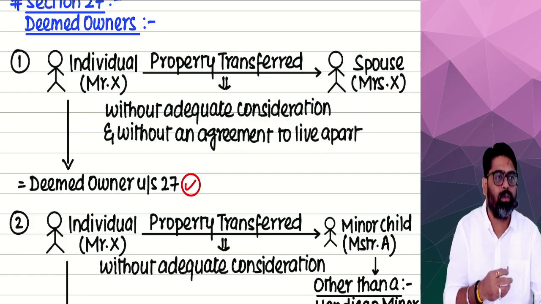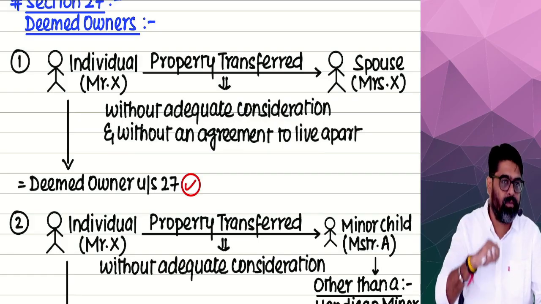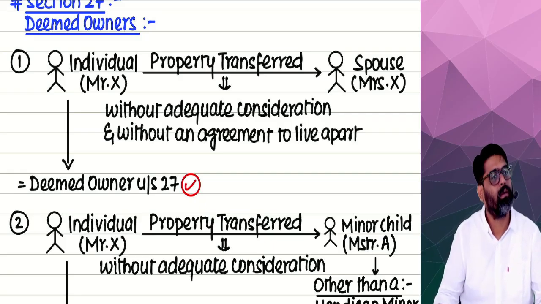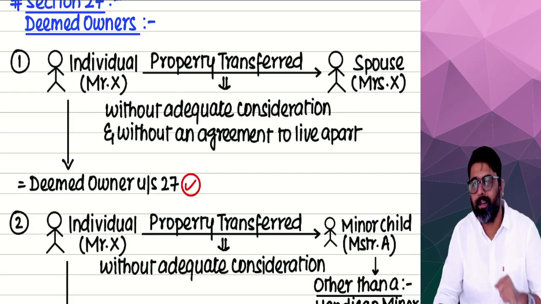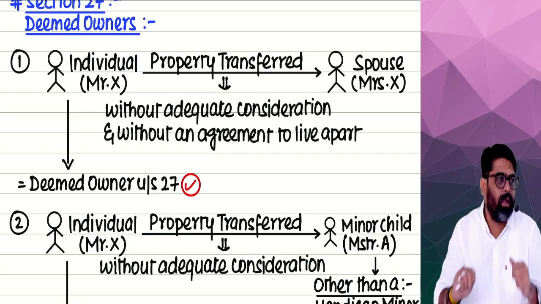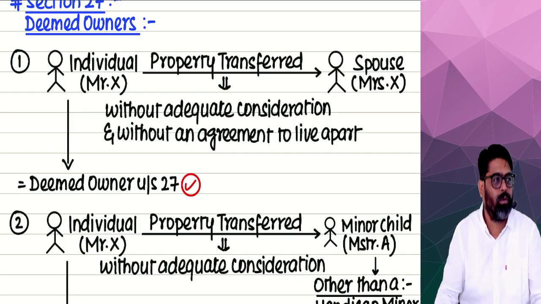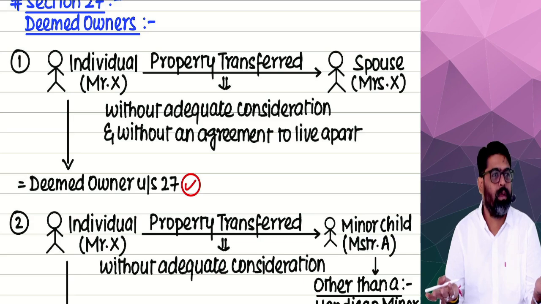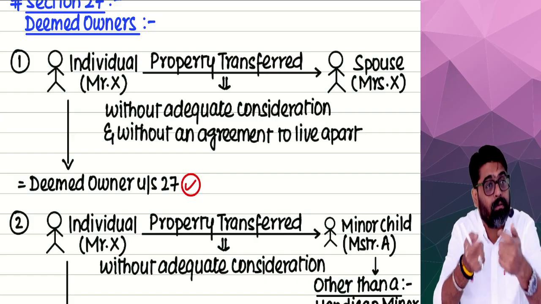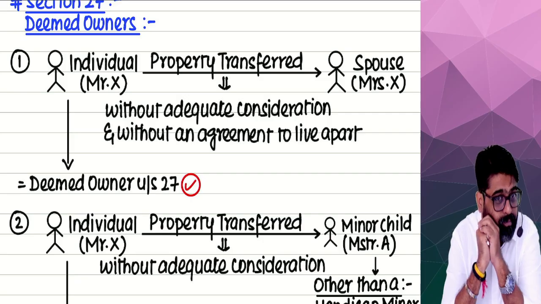So if I am an individual and I have transferred my property to my wife, the income tax officer will ask me, sir, why all of a sudden you have transferred your property to your wife? You have not taken any consideration. Have you taken any consideration from your wife? I will say, no, I have not taken any consideration. Oh, so you are living apart? No, we are living together only. Same place, we are living together only. Then why have you transferred your property to your spouse?